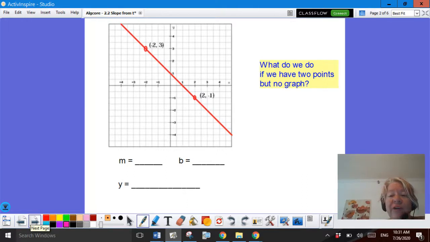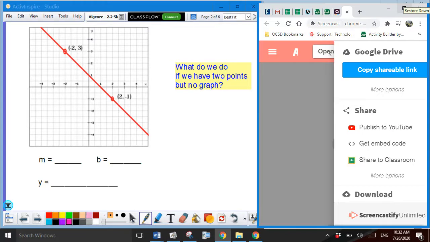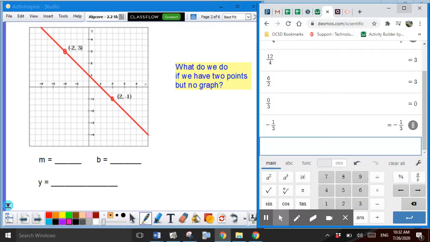So before we start that, let's go ahead and just review finding my slope, finding my y-intercept, and finding my equation from my graph. So hit pause and take care of this for me. Make sure and simplify your slope. I'm going to go ahead and pull up my Desmos calculator here so we've got it available.